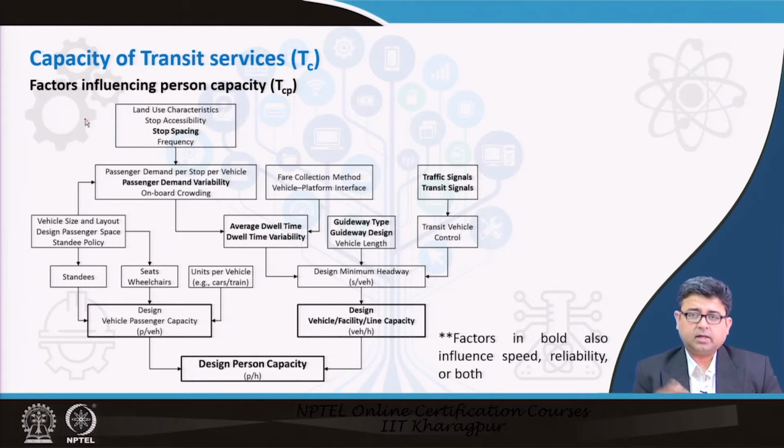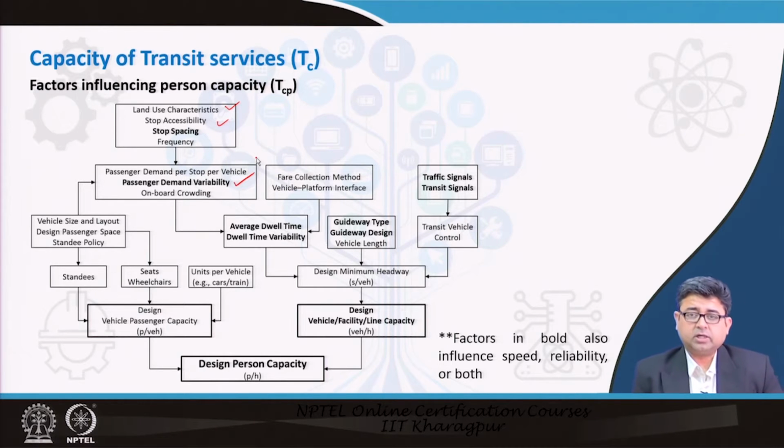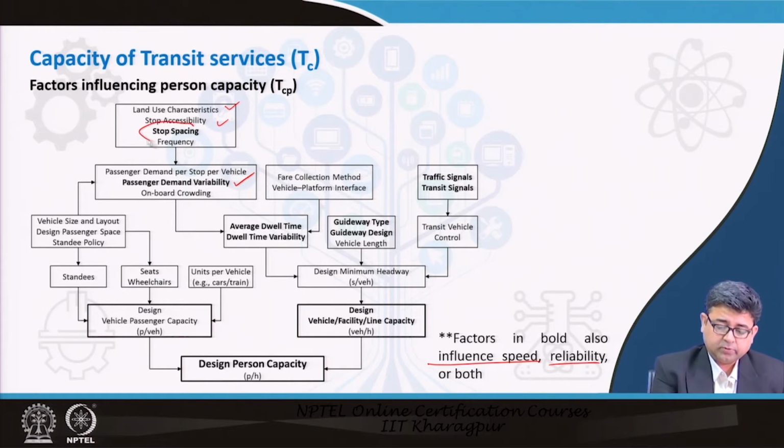So, when we look at what are all the different factors that influence person capacity, there are a whole host of factors starting from land use, characteristics, stop accessibility, but more importantly, if you look at the ones that are in bold, those are factors that will not only affect person capacity, but also influence speed and reliability of the system. So, maybe these are the ones that you should be focusing on.